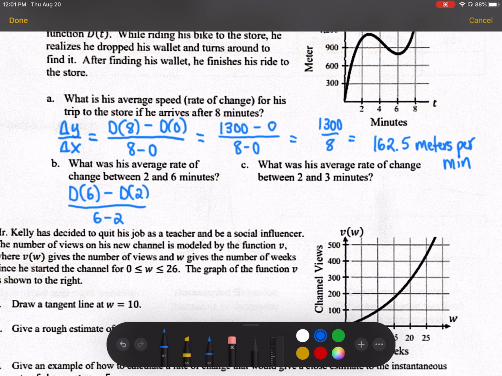And then here, what is his average rate of change between 2 and 3 minutes? So same thing, d of 3 minus d of 2 over 3 minus 2.